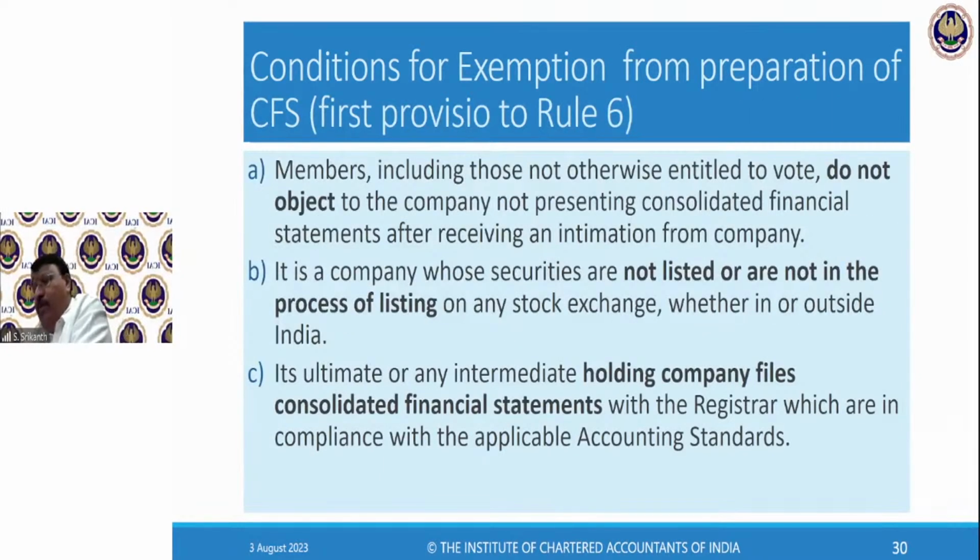Intermediate holding company. I was only giving an example. A Limited is the holding company of B Limited. B Limited is the holding company of C Limited. Now, B Limited is an intermediate holding company. Got it, Mr. Mohammed?